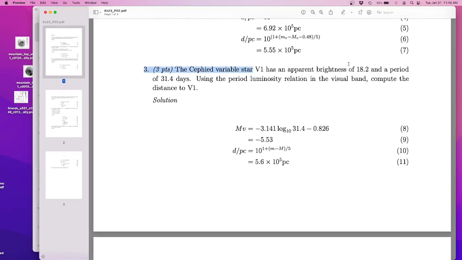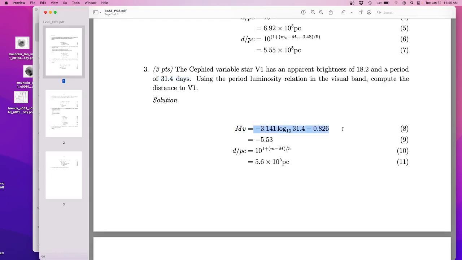Okay, the star V1 has an apparent brightness of 18.2 and a period of 31.4 days. V1, this star is the star that Hubble first used to determine the distance to Andromeda. So this is an important star. So using the period luminosity relationship in the visual band, compute the distance to V1.